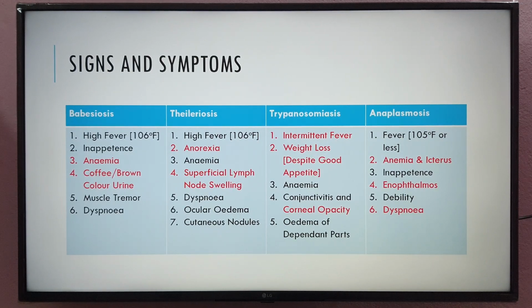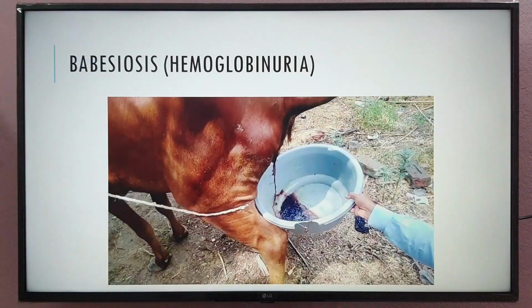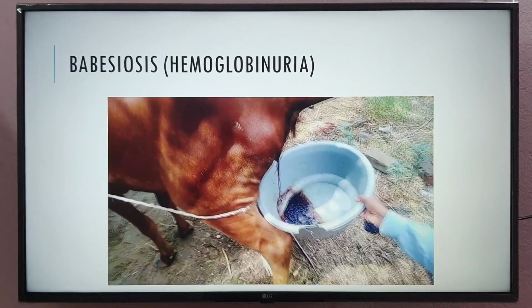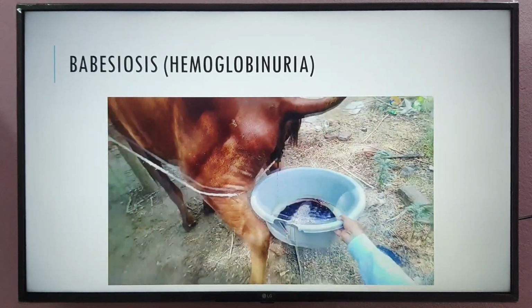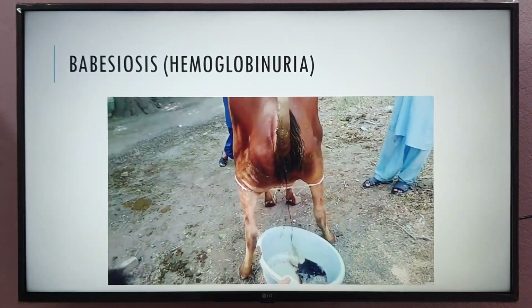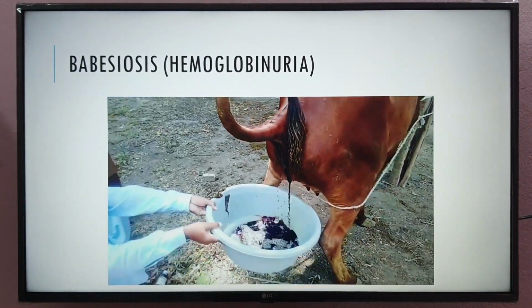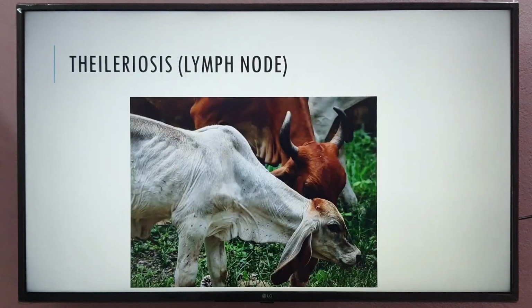Next, inappetence, reduction in appetite. Enophthalmos, it means the eyeball will be sunken. Next, debility. Okay, there will be loss of body condition. Dyspnea is more profound in case of anaplasmosis because the hemoglobin falls below 4, so there will be profound dyspnea, difficulty in respiration. Now let us see the symptoms in a pictorial manner. This is hemoglobinuria, you see. This is coffee colored or brown colored urine, and you still have to comment on how to differentiate between hemoglobinuria and hematuria by centrifugation.